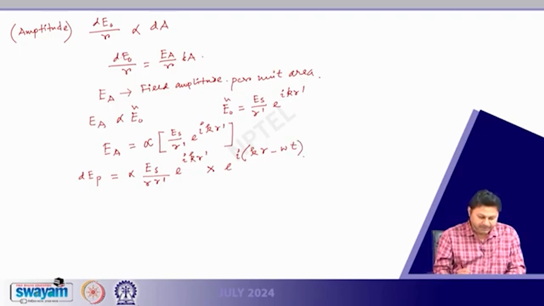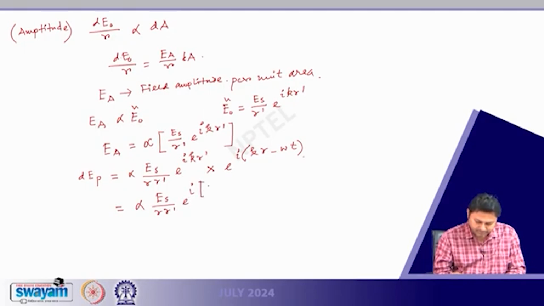I just put the value, and if I simplify, because one is e to the power i k R prime and another is e to the power i k R, I can write it as alpha E_S by R R prime, e to the power of i(k(R plus R prime) minus omega t), and then I should have a dA here.